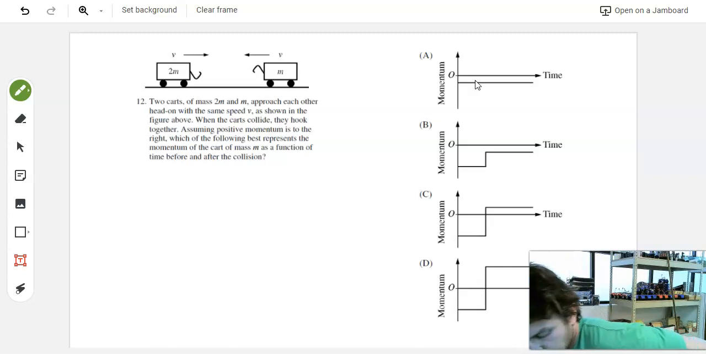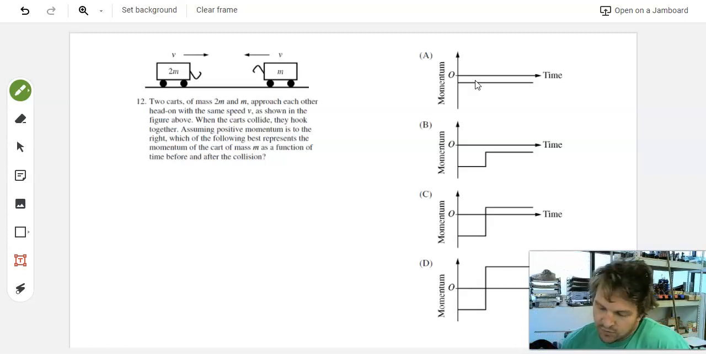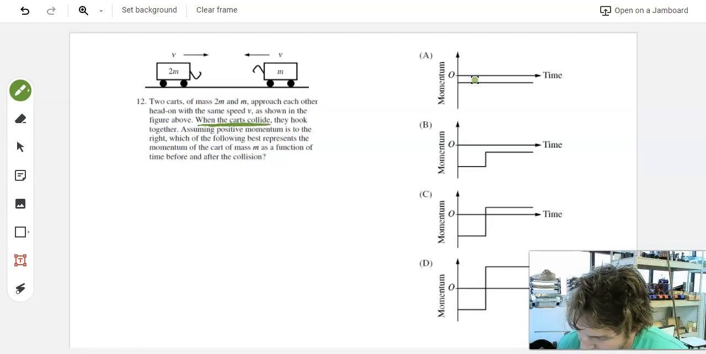Number 12. Two carts, mass 2m and m, approach each other and collide head-on. Immediately collide is making me think some type of conservation of momentum.